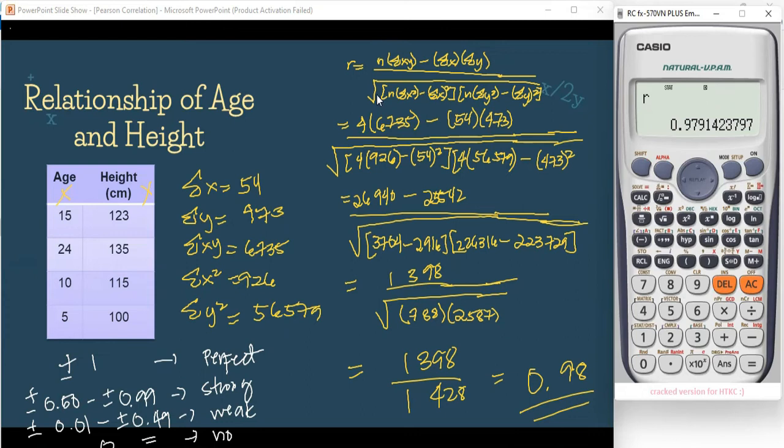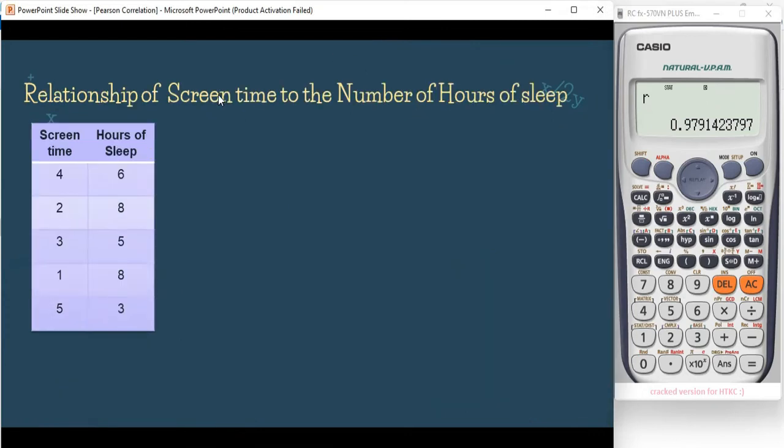So, let's try another example. So, we have here the relationship of the screen time to the number of hours of sleep. Let's assume that the screen time is the X and the hours of sleep is the Y. So, ang gagawin lang po natin is to create the table of values first. So, we have here XY. So, we have here X squared. And we have here Y squared.